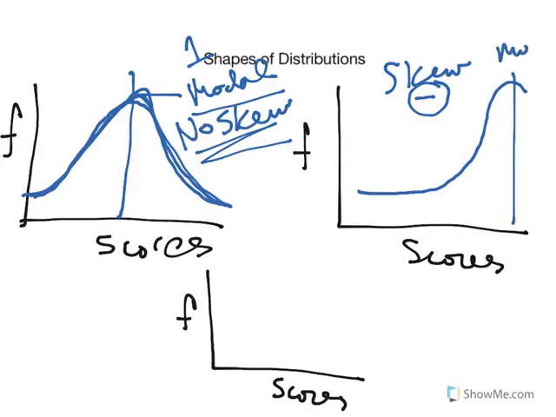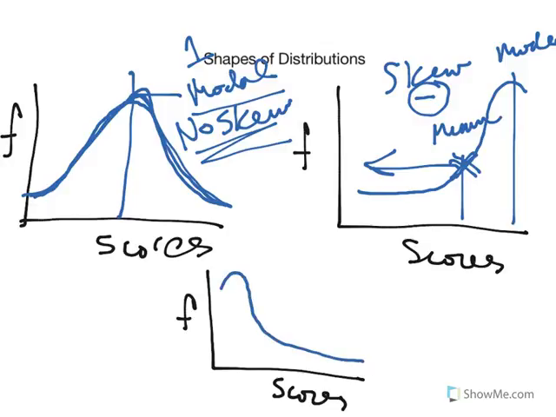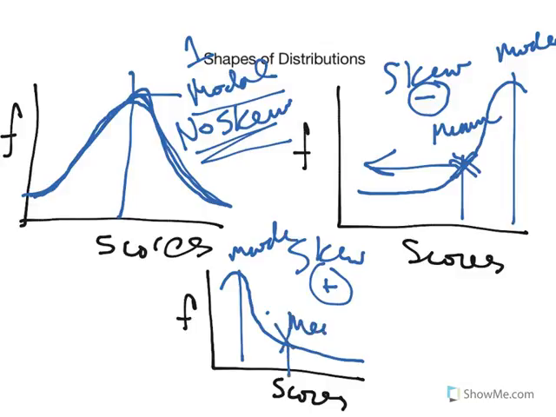So here we have the mode, right? And the mean gets pulled towards these outliers like we talked about before, okay? So here's the mean. The mean is getting sucked down towards these lower scores, and that's creating negative skew. And the opposite of negative skew is obviously positive skew. In positive skew, so here's the mode, the mean gets pulled towards these higher scores.